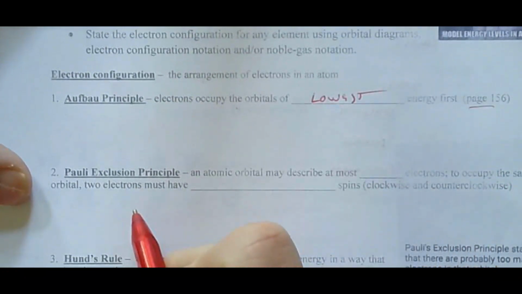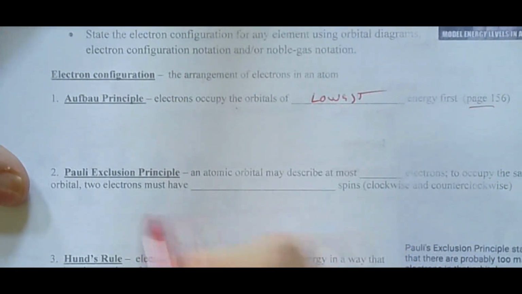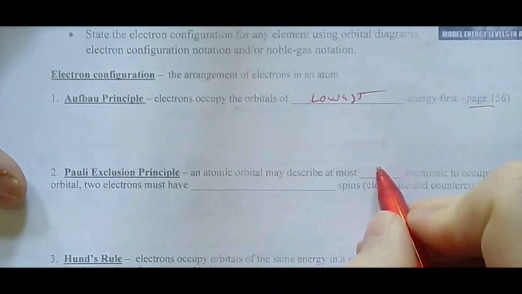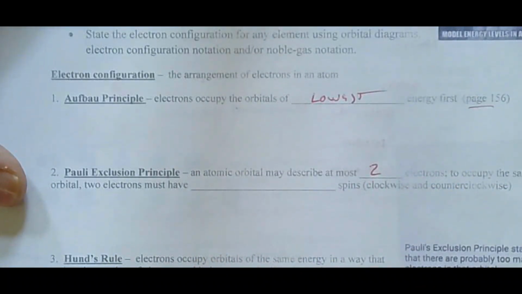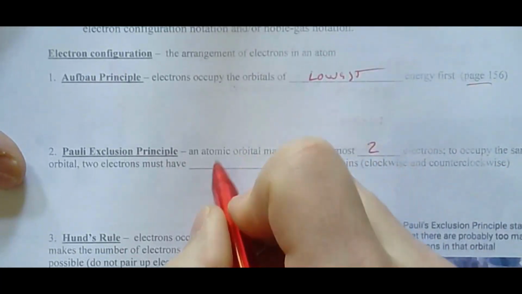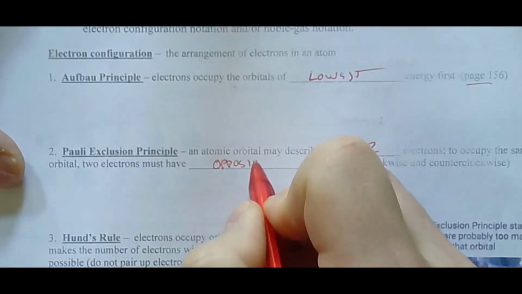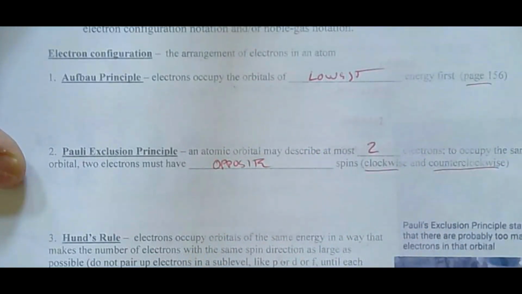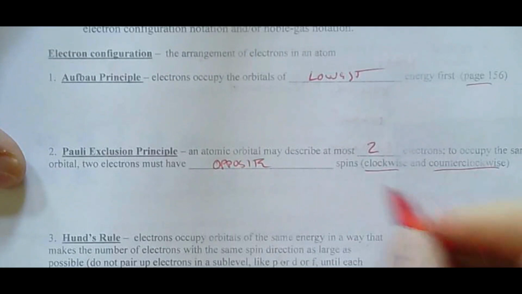Next thing to keep in mind is that the Pauli exclusion principle says that an atomic orbital may describe at most 2 electrons, and to occupy the same orbital, the electrons must have opposite spins. And we just refer to these spins as clockwise and counterclockwise.